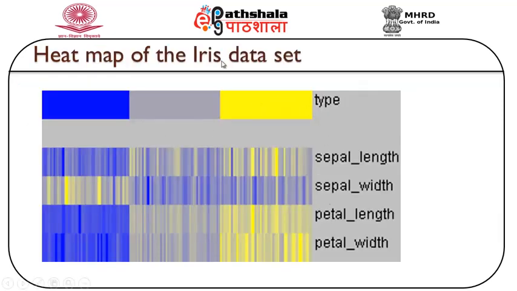This is an example of a heat map of the iris dataset. The blue, the grey and the yellow represent a type; there are 3 different types basically. If you look at the sepal length, the variation in the types with respect to sepal length is shown here. The variation in the types with respect to sepal width is shown here. The variation with respect to petal length and petal width is also shown in the data. So this is a heat map generated from the iris data set.